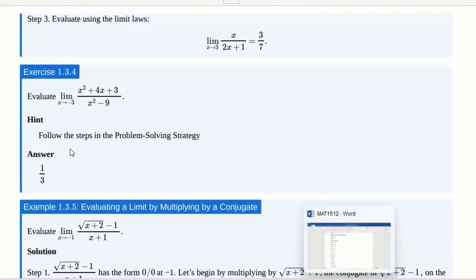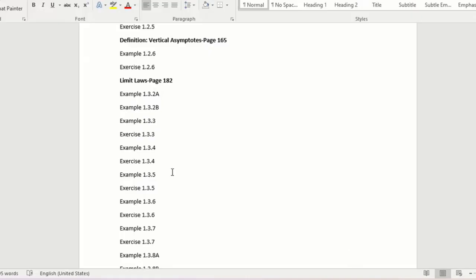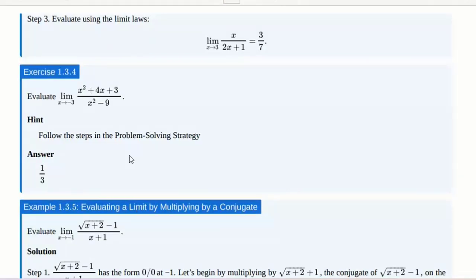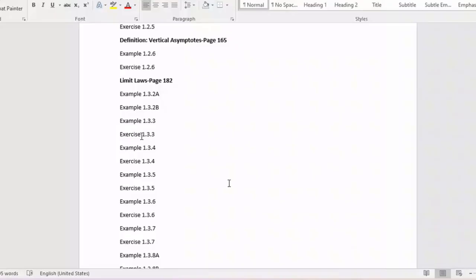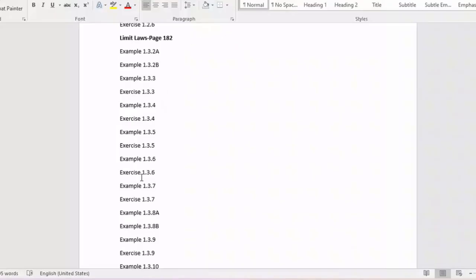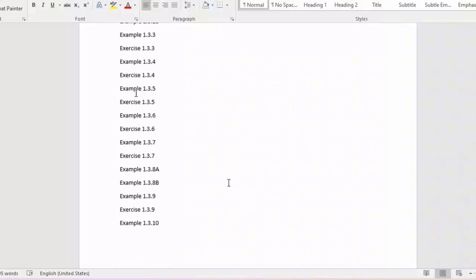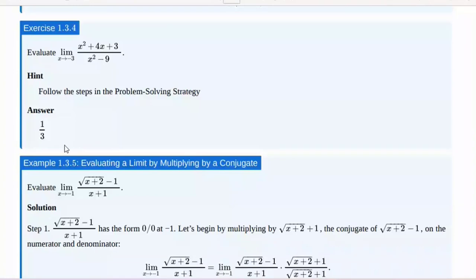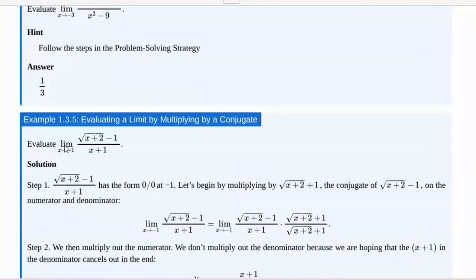Now let's see what we need to look at. Now we are looking at example 1.3.4. Where is this? We're done, as well as the exercise. Now we are going to example 1.3.5. Where is it? Here is the example. Evaluating a limit by multiplying by a conjugate.